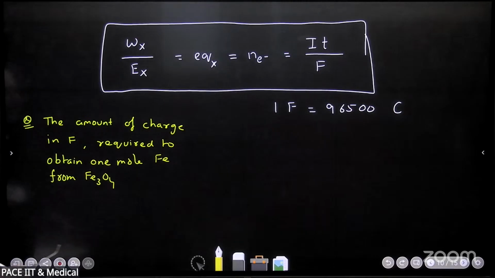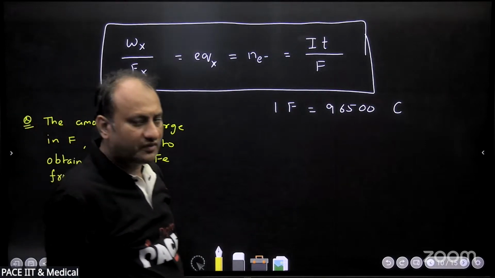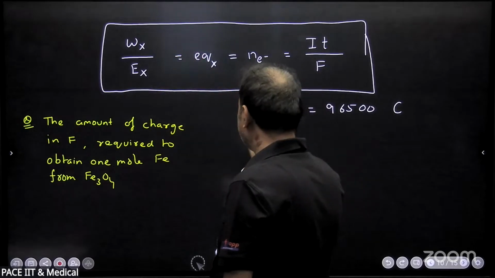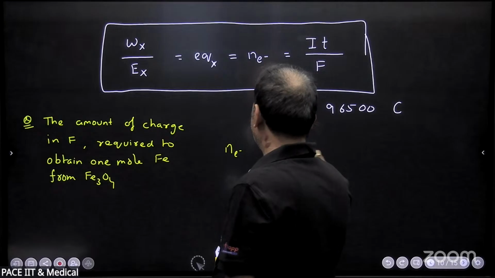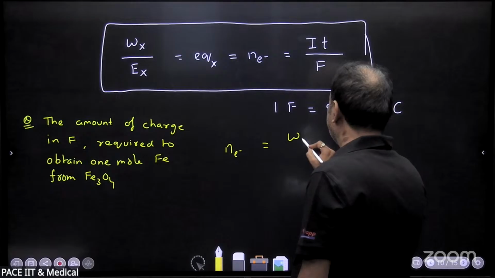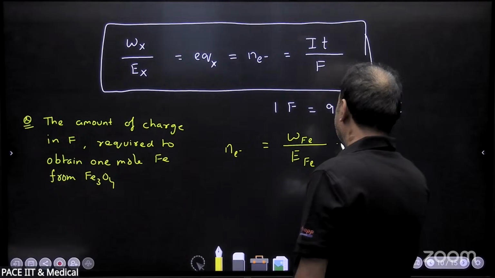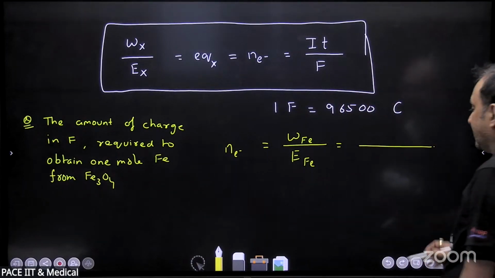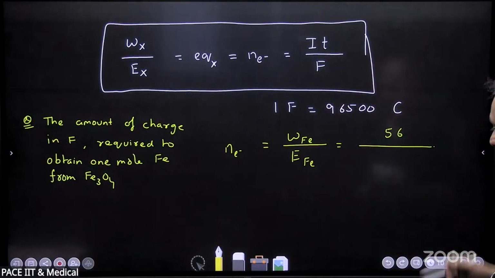So they are asking you the amount of charge in Faraday. Amount of charge in Faraday means they are asking how many moles of electrons, because 1 Faraday is 1 mole of electrons. Okay. Let's apply this relation. I want to find moles of electrons. Moles of electrons will be weight of X, and X here is iron. Weight of iron upon equivalent weight of iron. How much iron do I want? 1 mole. So the weight of 1 mole of iron is, the atomic weight we know is 56.